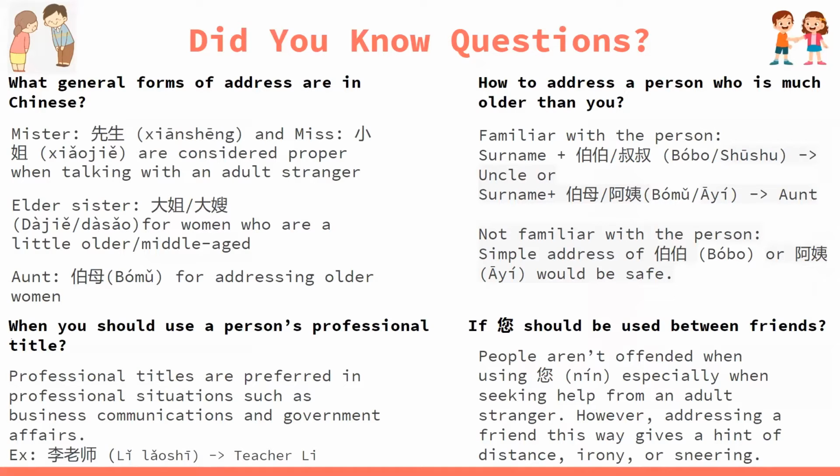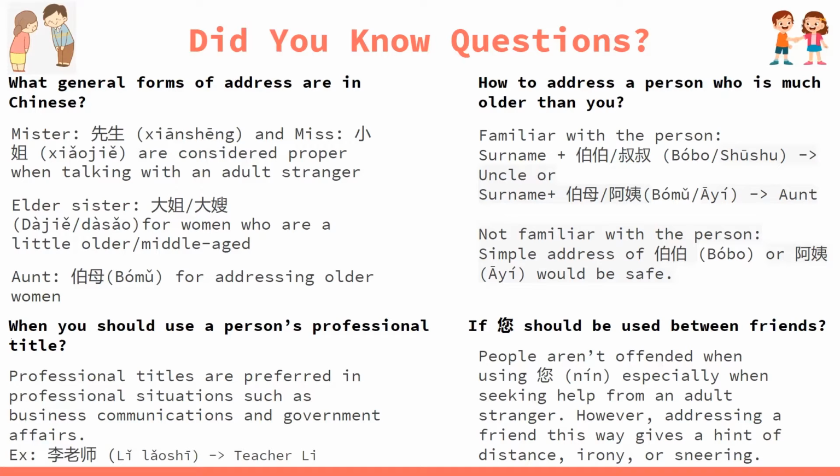The first question, what general forms of address are in Chinese? It's considered proper when talking with an adult stranger to use 先生, which means Mr. for a man, and 小姐, and that means miss for a woman. For women who are a little older or middle-aged, people would use 大姐 or 大嫂, which means elder sister. And for addressing older women, people would use 伯母, which means aunt.